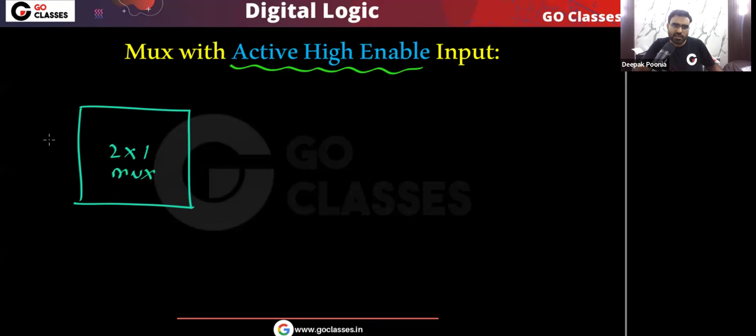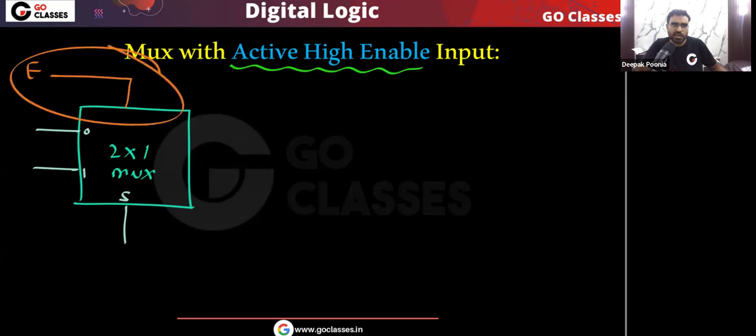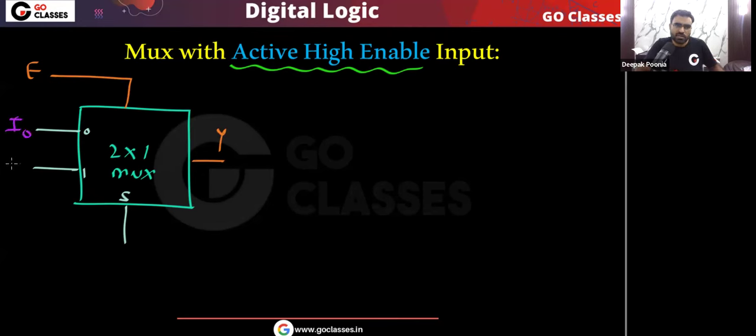In the 2 by 1 mux, there are two data inputs, two input lines, and one select line. Let me connect the enable, active high enable. So I will make the direct connection like this. You can see this is active high enable, and the output is Y. The inputs are I0 and I1. So now let's write the truth table.